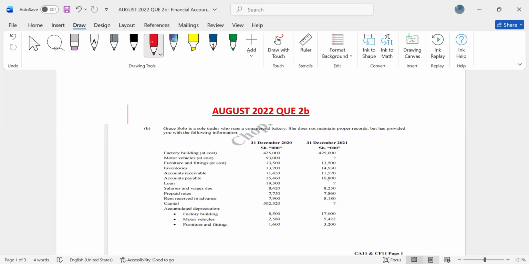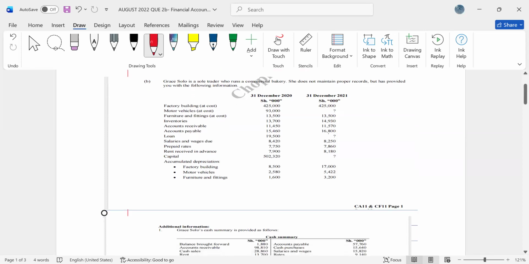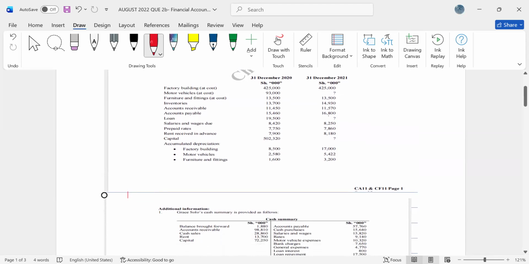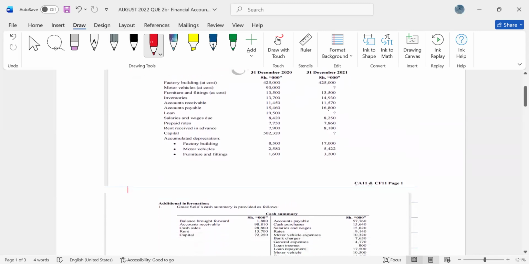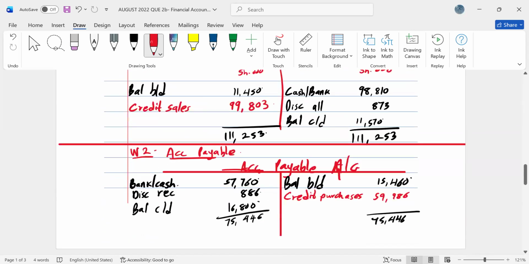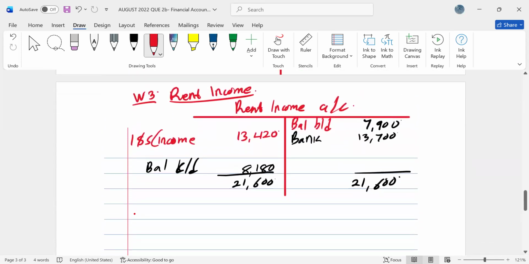So like in this case, you've done the one for rent income. What else can we do? Let's look at receivables, payables, loan. We'll also need to do one for loan. Salaries and wages we will also do. Prepaid rates, for rates we'll also do. Rents received in advance, that one we've done. We'll also need to do one for capital. So let's do workings for loan. That's working 4.